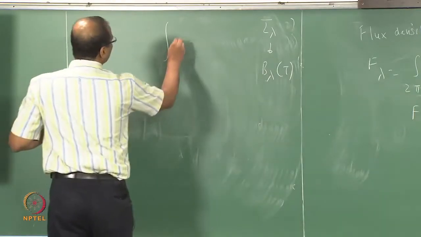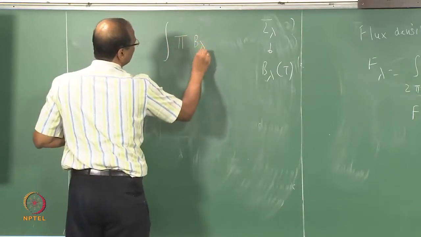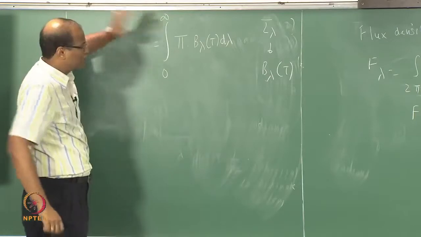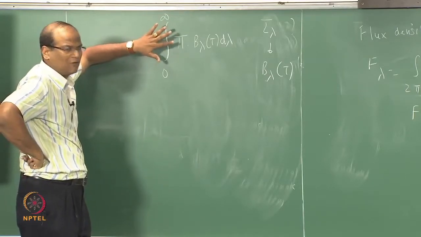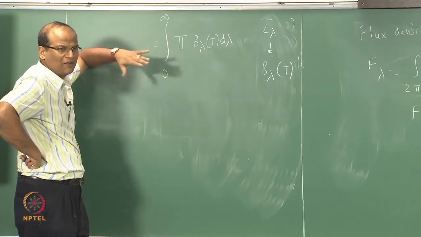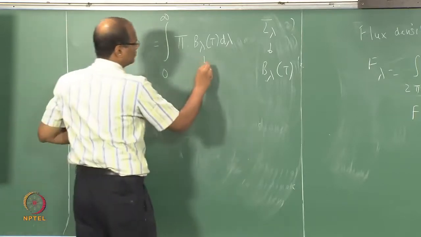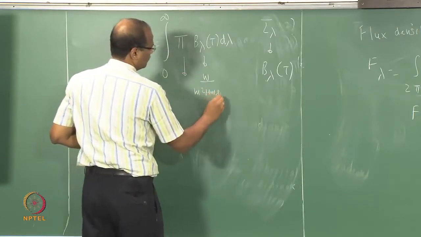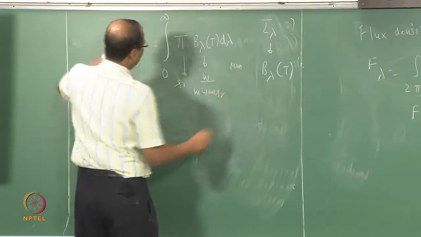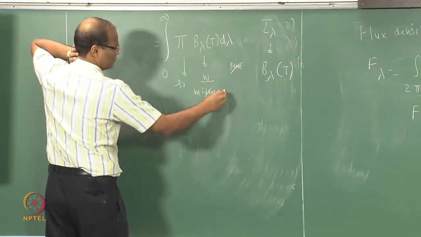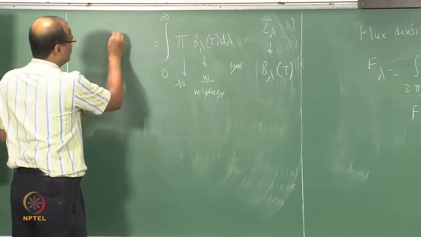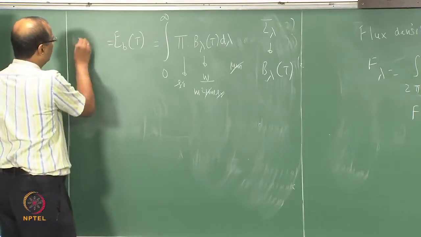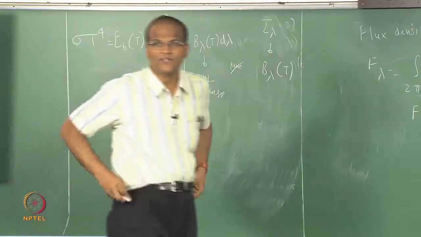Now, I have to multiply by pi. Pi is the solid angle factor, that proof we will see later, now I do not have time. So, if you multiply that pi by B lambda and integrate from 0 to infinity, all right, what do you get here? Watts per meter square will be the emissive power of a black body. This you know is sigma T to the power of 4 for a black body. We are still discussing black body, right?